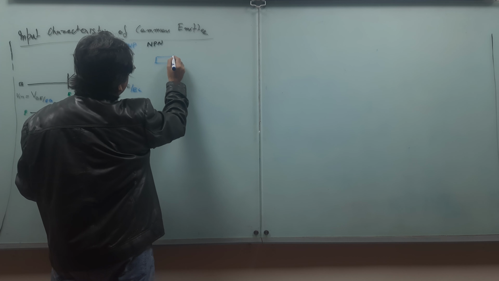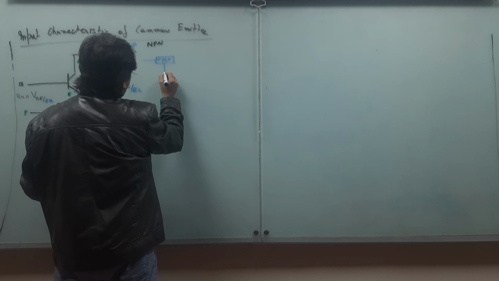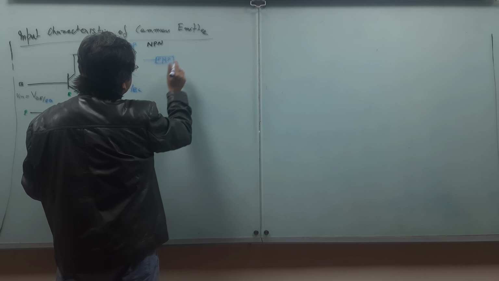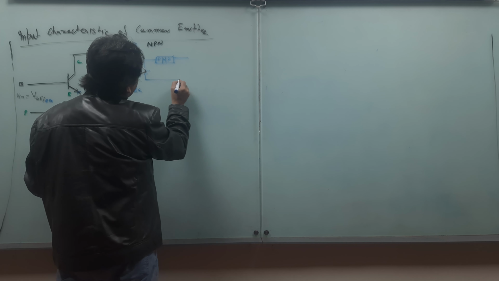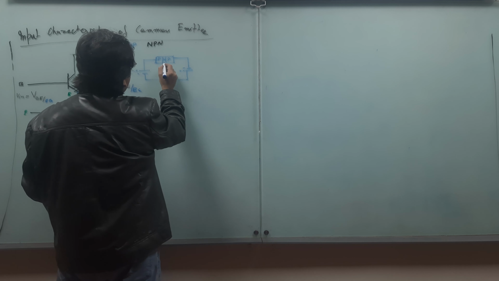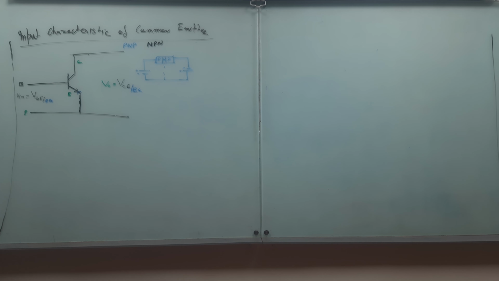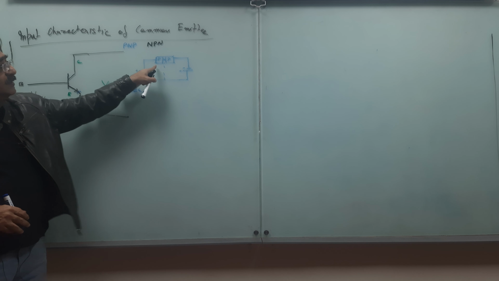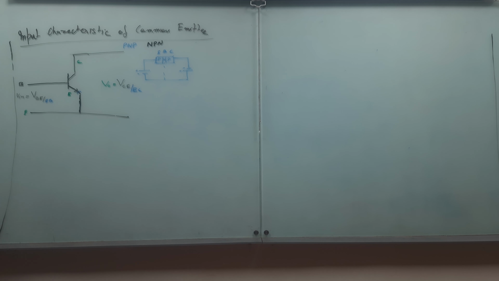So for PNP, plus, minus, plus. Okay, so E will be at higher, and B will be at negative. So E will be high because this is the emitter, this is a base, this is a collector. So E will be higher.